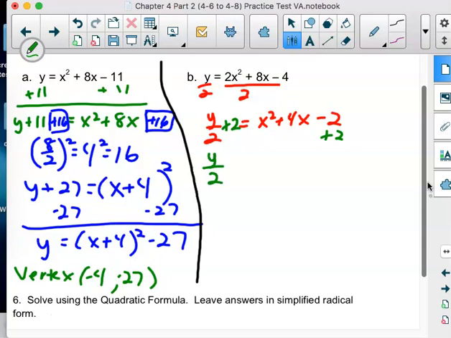Now here's where it gets a little weird. You could just leave it y over 2 plus 2 if you don't want to deal with the fractions. But if you're not too afraid of fractions, you could say, let's see, right now it's 2 over 1. I need them to be 2's on the bottom. So I'm going to have to do this to make that happen. And then you could put them together.